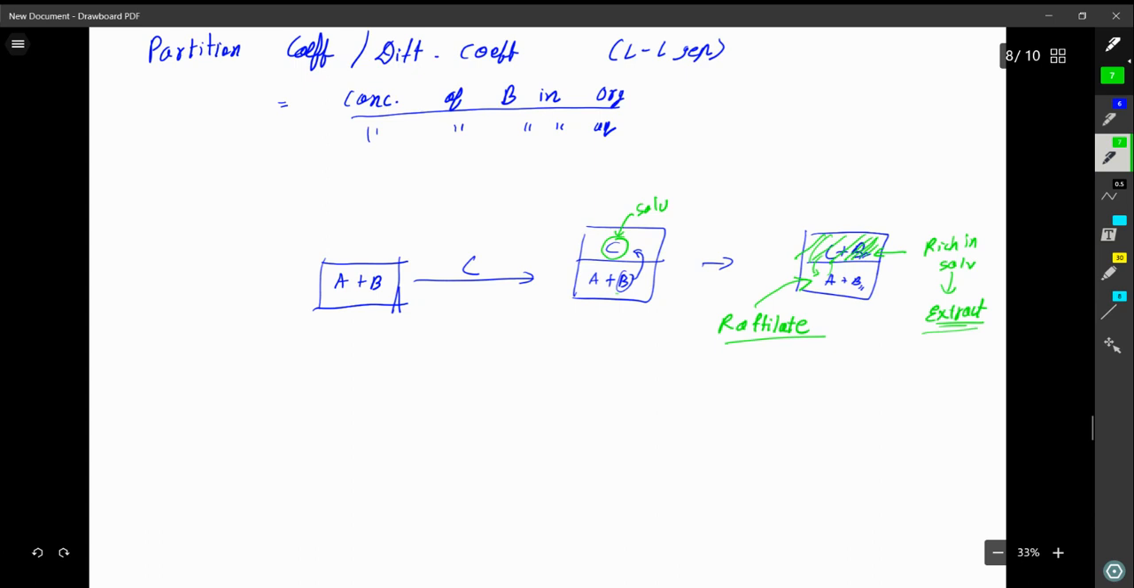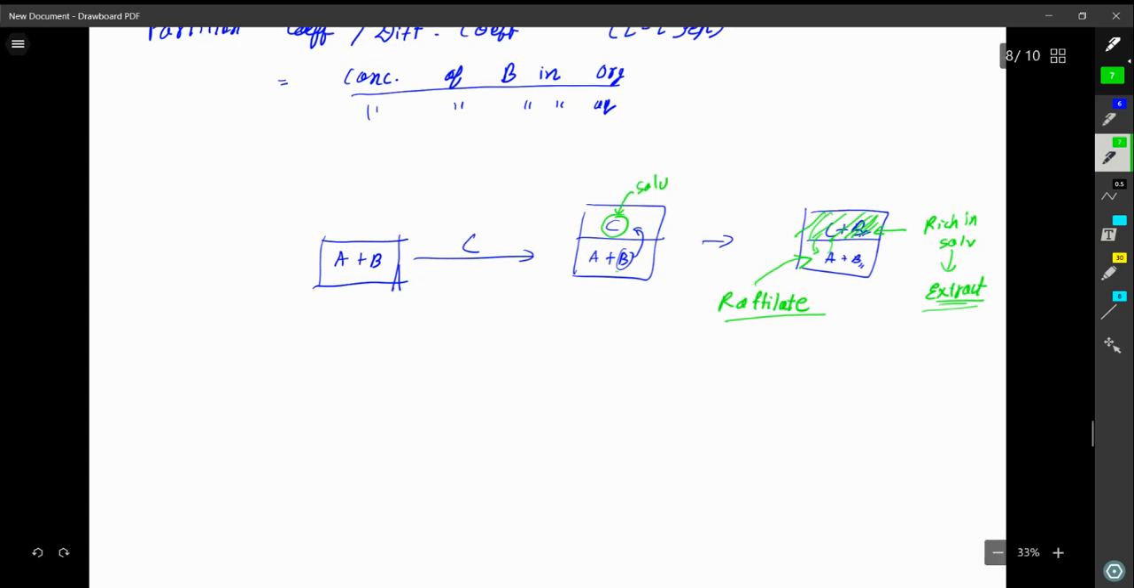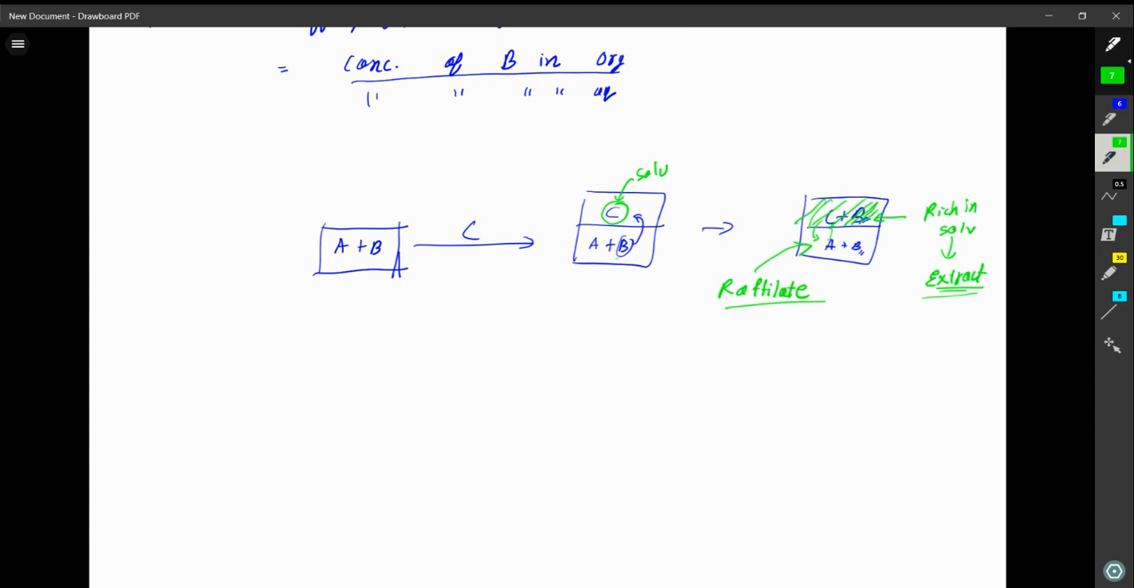In general, you put an organic solvent to take out organic things from water, but that is not always the case. You sometimes put water to take out ethanol from benzene. So don't remember any one thing. Remember the general definition that the solvent picks out or extracts a component from the solution. That's why the one which goes with the solvent is called extract, and whatever is remaining is called raffinate.